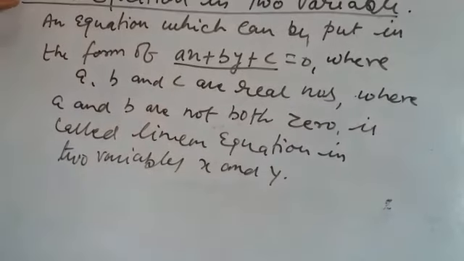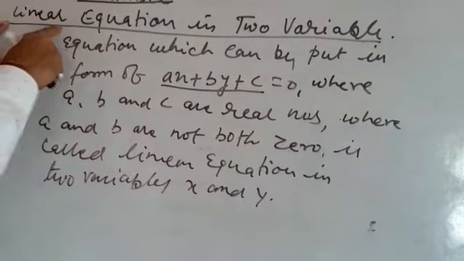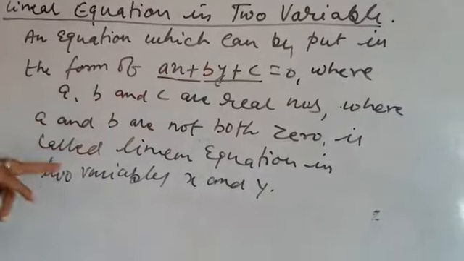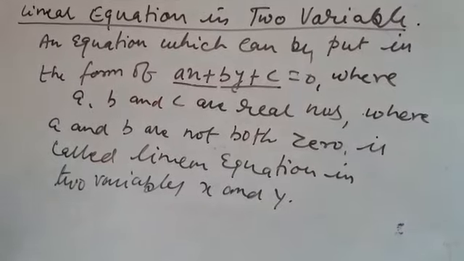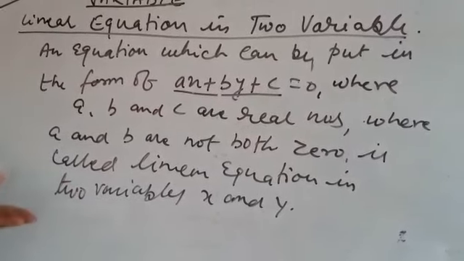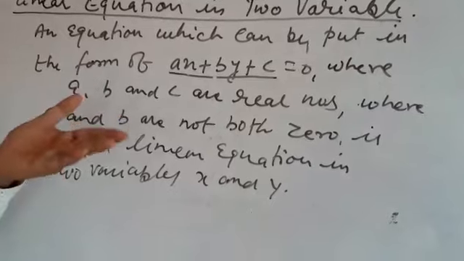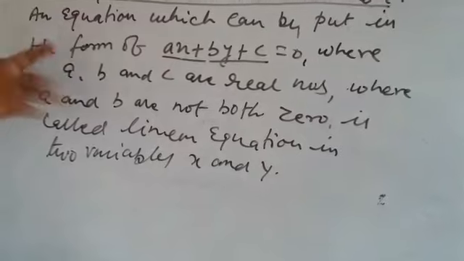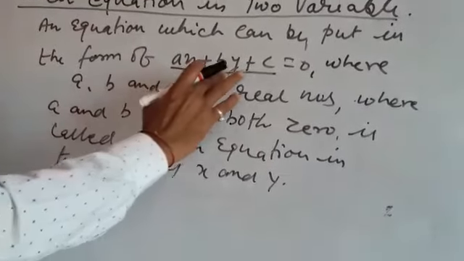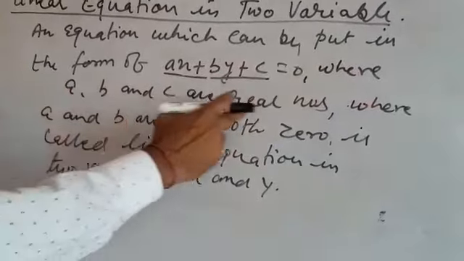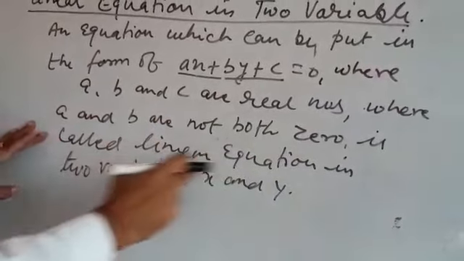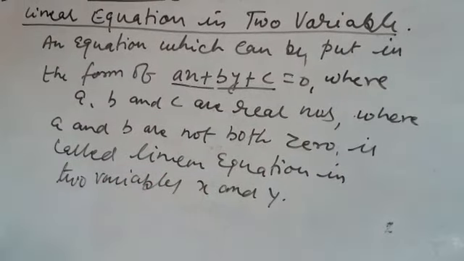As I said, if you go with each and every word: linear, degree 1; equation, sign of is equal to; in two variables, here x and y, these are two variables; a and b and c are real numbers, maybe rational, maybe irrational. You don't have to bother whether this is rational or irrational. It may be a fraction, a natural number, a square root, anything. So finally, ax plus by plus c is equal to 0, where a and b and c are real numbers, where a and b are not both 0, is called a linear equation in two variables x and y.